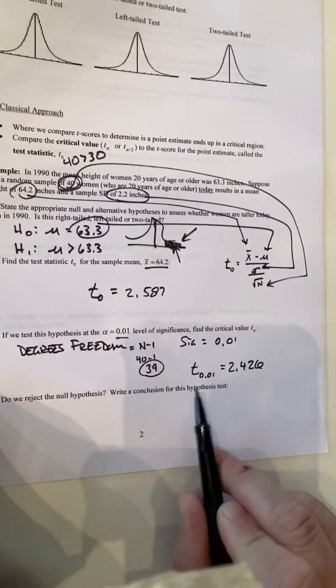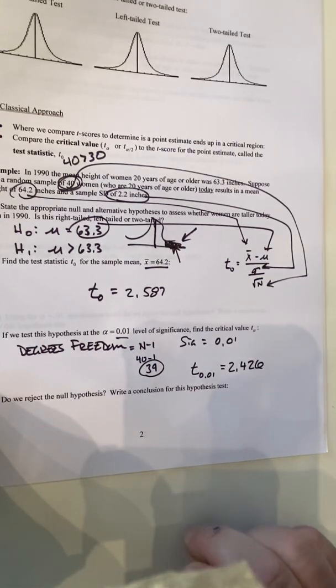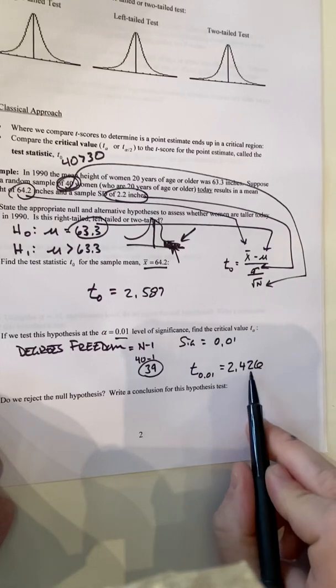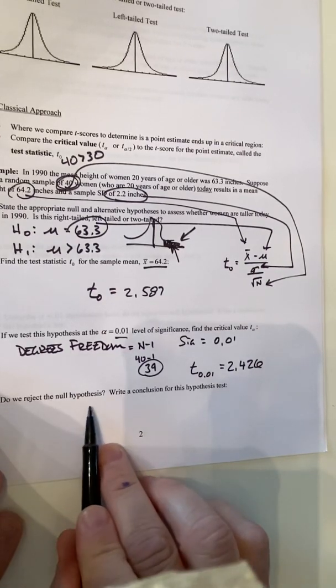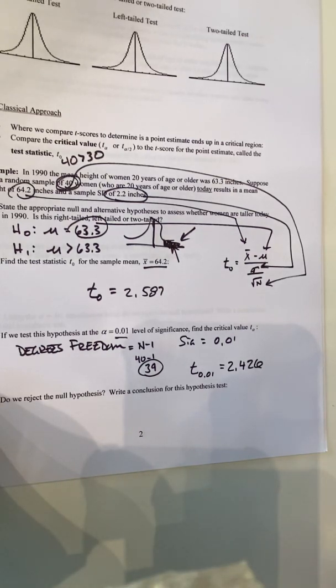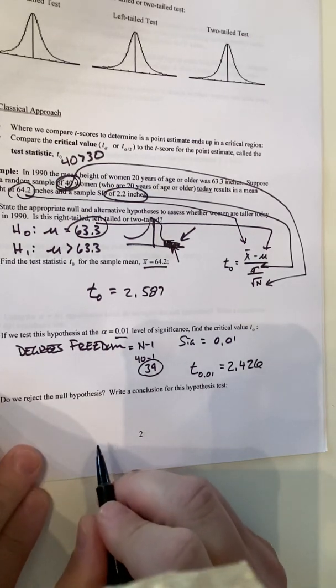So the t-value for the significance of 0.01 is 2.426. Guys, I apologize if you're looking at the completed notes, the filled in notes. I think I forgot to put the 2 in there. So do we reject this null hypothesis and write a conclusion for this?